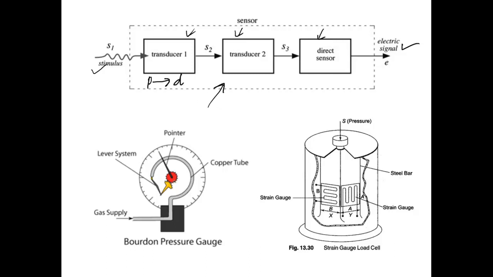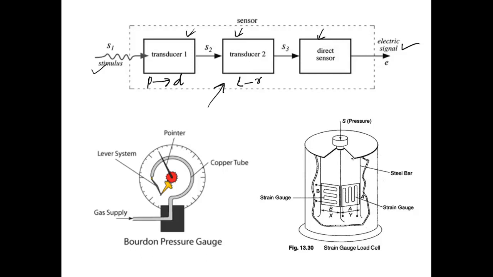Now, because of this linkage mechanism, the linear displacement is converted into angular displacement of this. So this is again a kind of linear to rotary displacement. So we can say that this whole pressure gauge, or pressure sensor, is composed of two transducers together to finally give us an output.